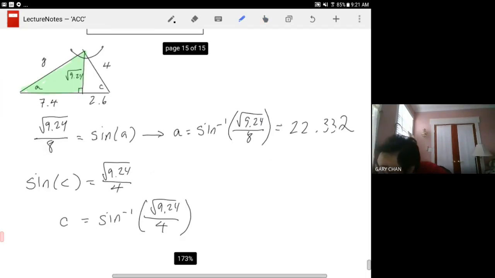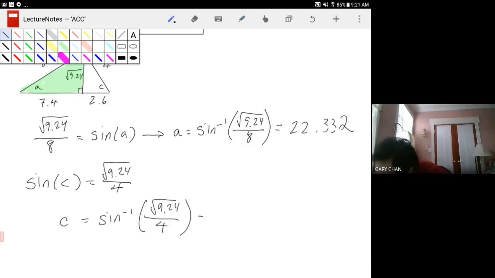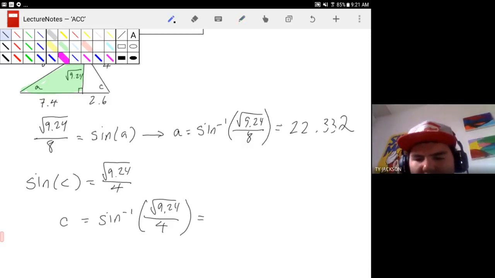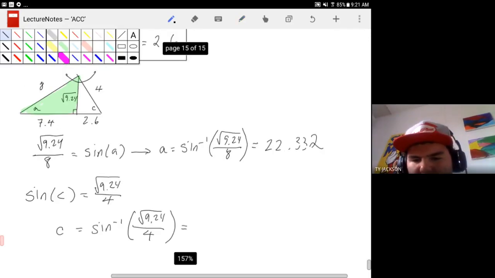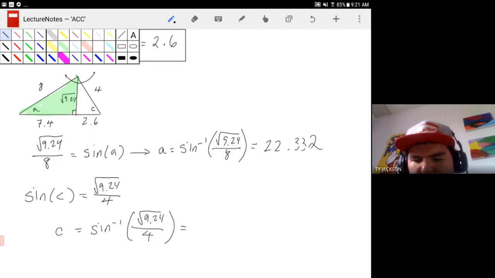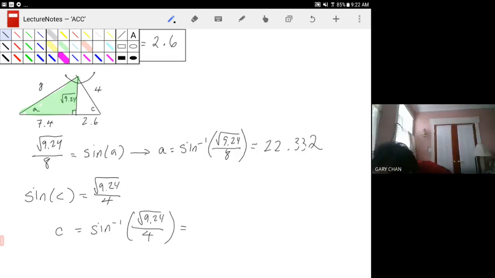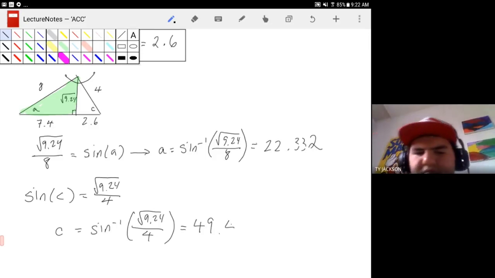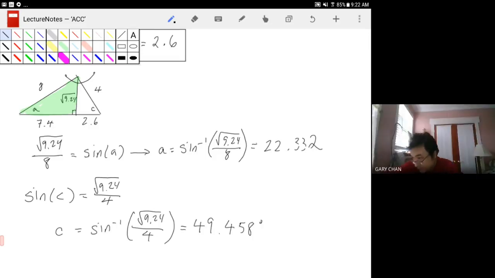And then what do you guys have for me? Okay, let's see. 4, and that's 49.458. 49.458? Yeah. Nice. And then what would be the easiest thing to do to find out what B is at this point?